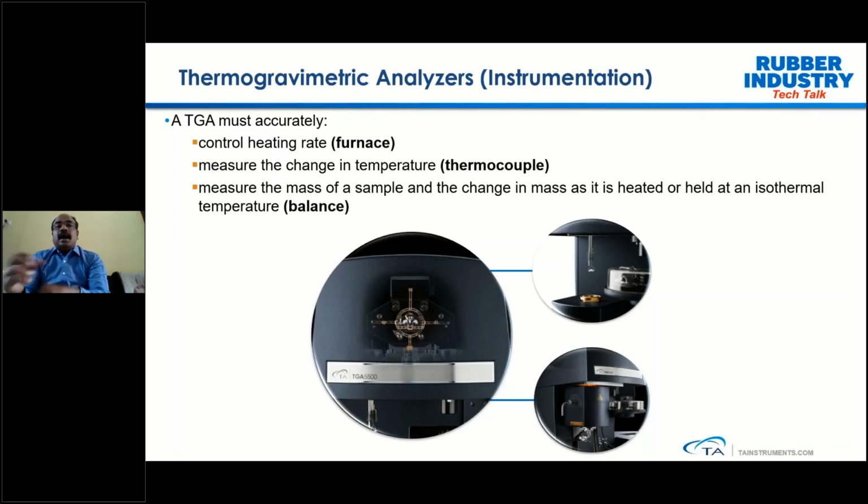Here the balance is the heart of the system, any TGA, because that's the one which is going to measure the change in weight actually. So these are the three major criteria. Before any selection of TGA, you need to see how the furnace is going to control the heating temperature, and how the thermocouples accurately measure the temperature. So you need to see how much temperature accuracy and resolution, and then comes the balance performance.